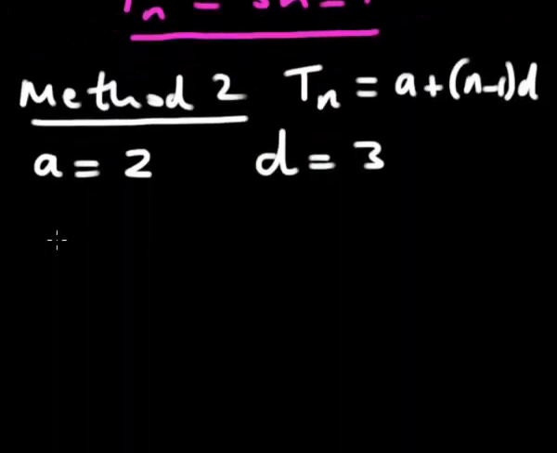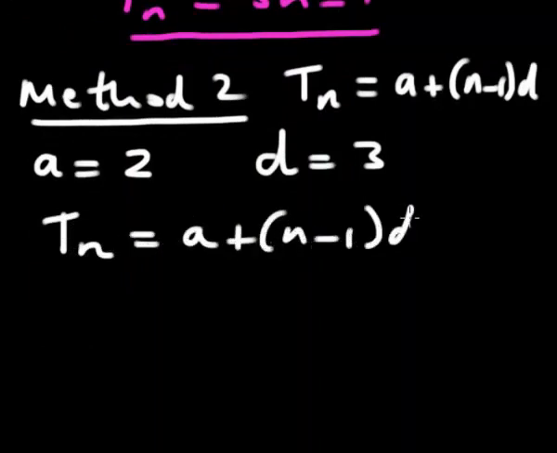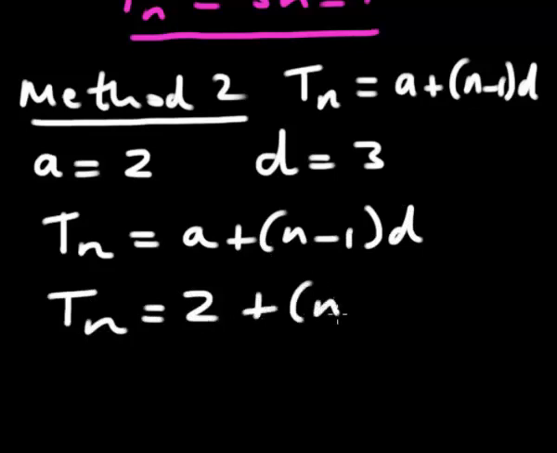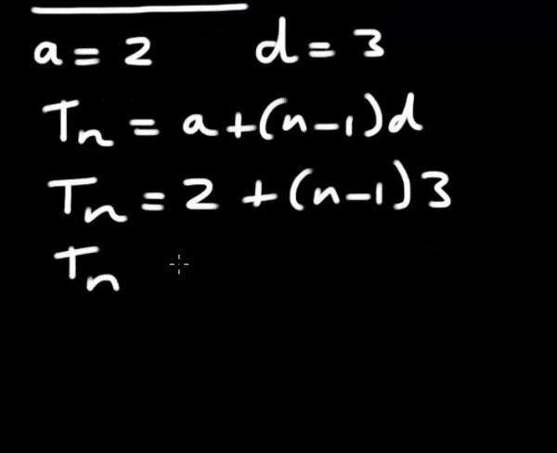So what did we do? We go Tn is a plus (n minus 1)d, if you remember, and we said a is 2, (n minus 1)d. Remember you can always go back to Moby School if you're struggling with what I'm doing here.